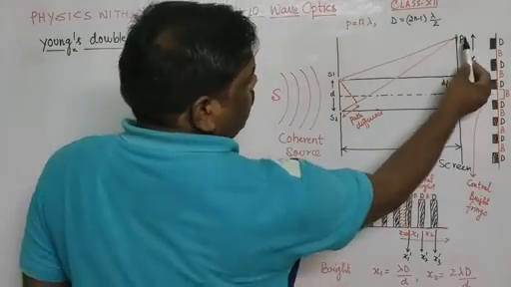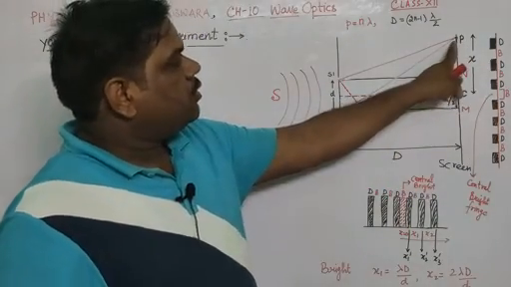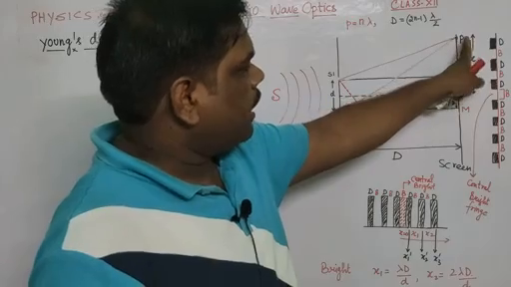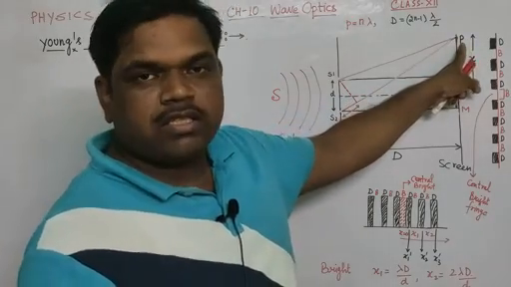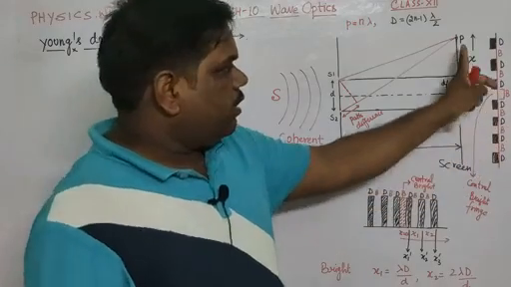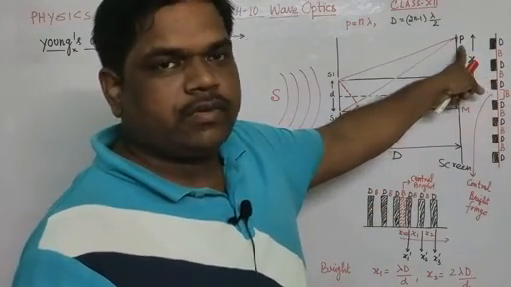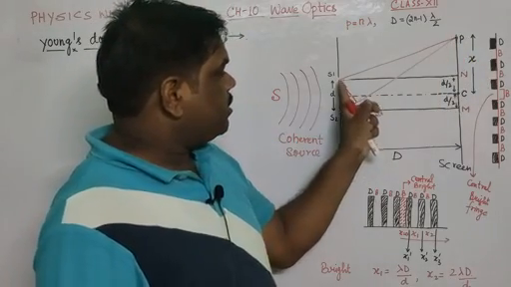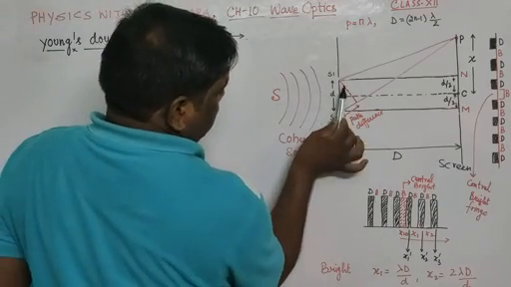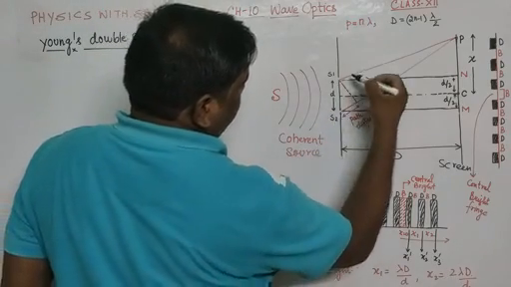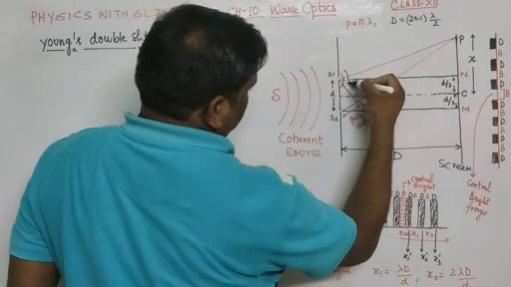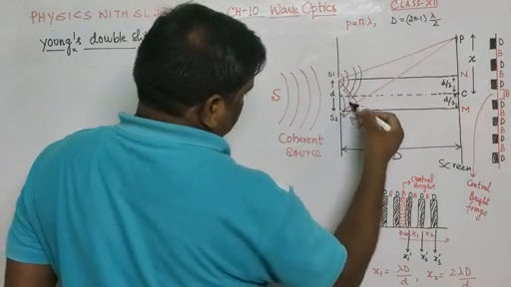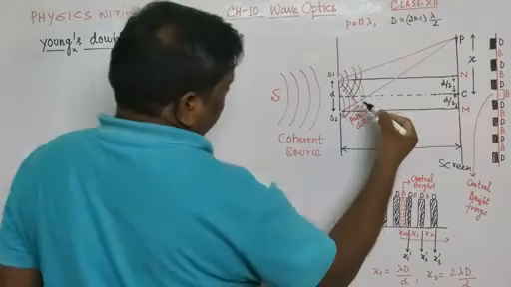Then at this point what kind of interference will take place? There may be both possibilities. At this point there may be constructive interference, and there may also be destructive interference. That depends upon the path difference of the wave coming from this slit, like this you may draw, and from the second source the wave propagating like this. This is how we can understand.